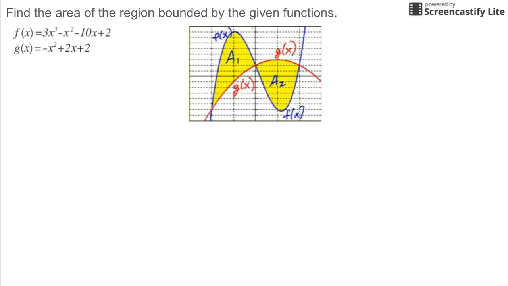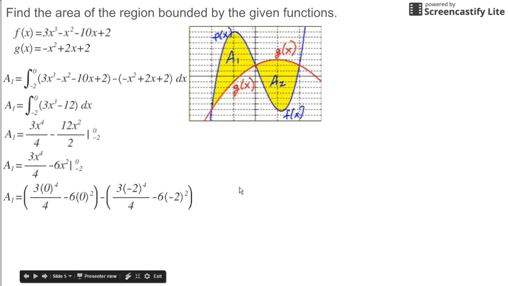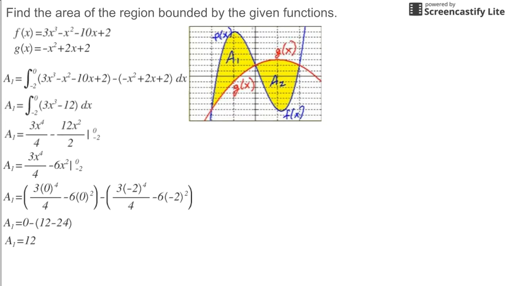First, we are going to find Area 1. In this region, the function f of x curve is on the top, and the function g of x curve is on the bottom. Now set up your equation for Area 1 bounded by the points -2 to 0. Combine like terms and then integrate. Now simplify. The area of region 1 bounded by -2 to 0 is 12. We are going to keep that number in the back of our minds as we continue to the next step.